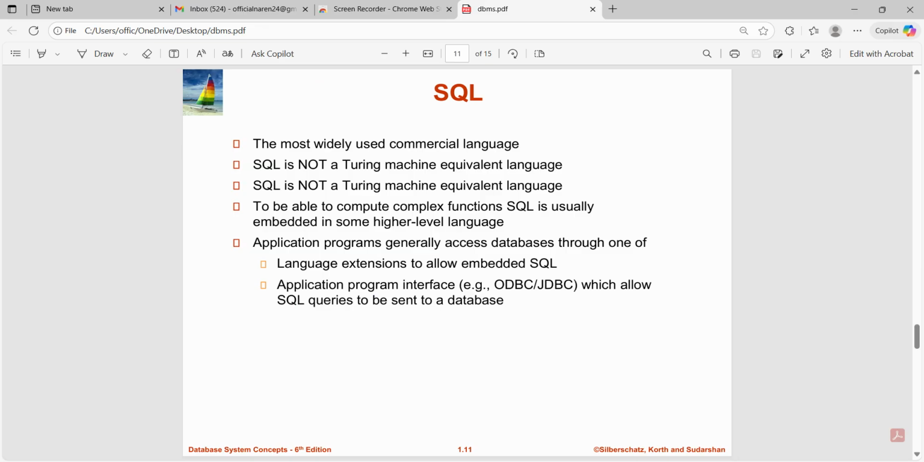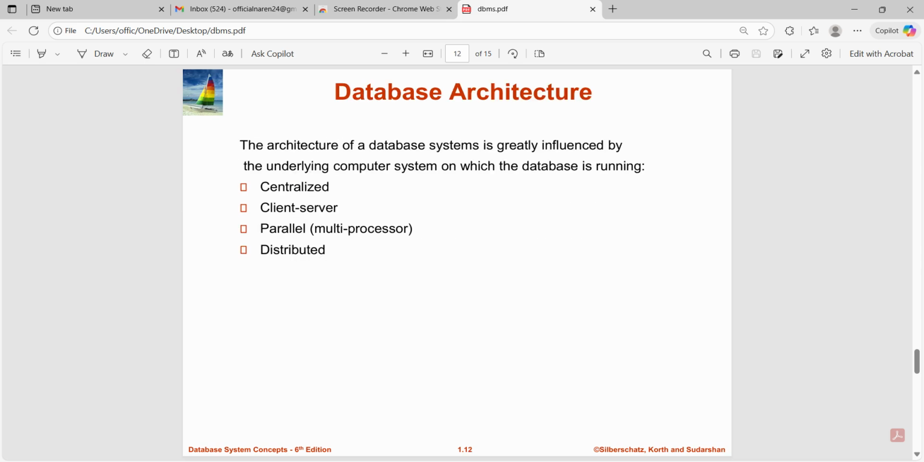SQL is a commercial language which is widely used and is a form of structured query. We can apply this to embedded SQL also. We can use it with interfaces such as ODBC and JDBC connectivity. Coming to the architecture, which is the main part of the presentation today, there are four different types of database that we are running: the centralized database, client server based database, parallel, that is multiprocessor database, and distributed database.